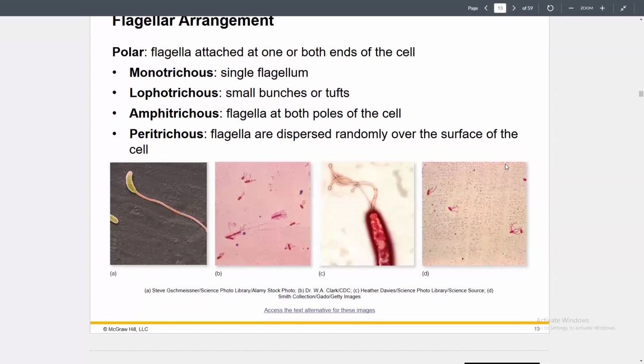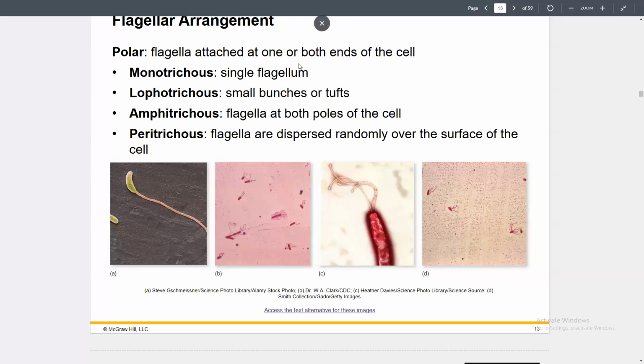You can have several different arrangements around the cell. Obviously you could have no flagella and be non-motile. So we have polar arrangements and non-polar arrangements. Polar arrangements refer to having them at one end or both ends, so just look at the poles of the cell, all right? But you could also be covered in them completely, which is peritrichous. Peritrichous means that you have flagella all over the cell. That's a non-polar arrangement, technically, because they're not at one end or the other.